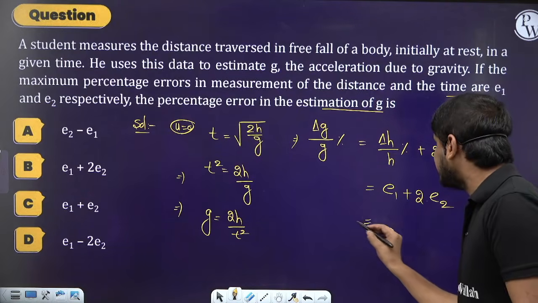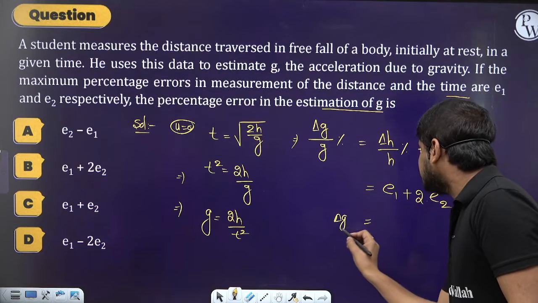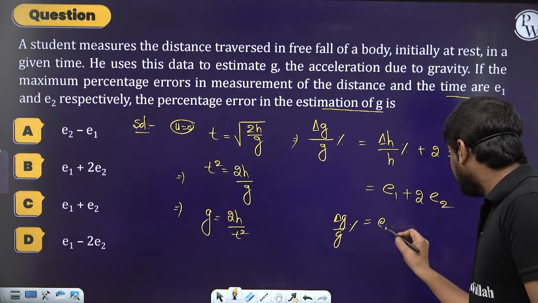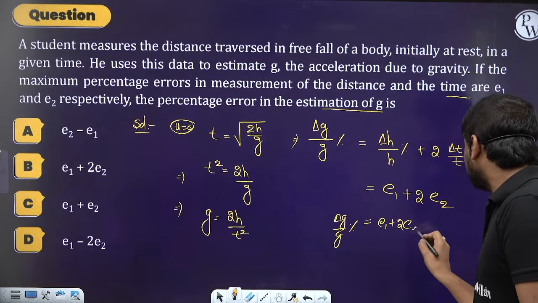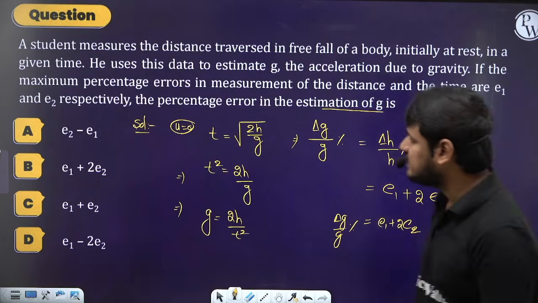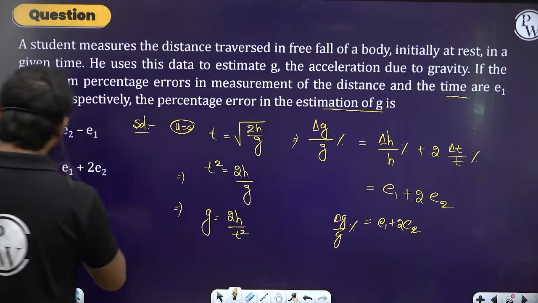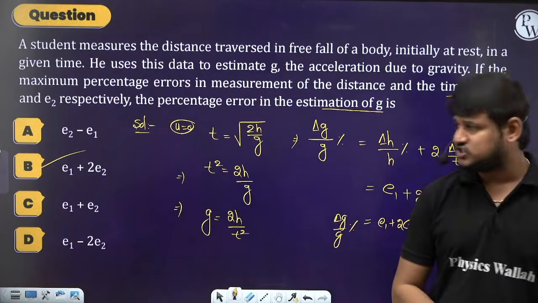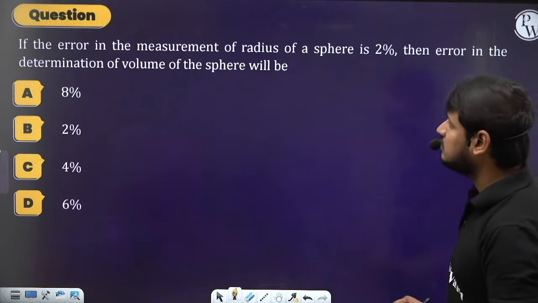So that's why the final answer, the maximum percentage error in the value of g is equal to E1 plus 2 E2. So the options are also in terms of E1 and E2. So E1 plus 2 E2 means option B is the correct one. Clear? Chalo, let's move to the next one.